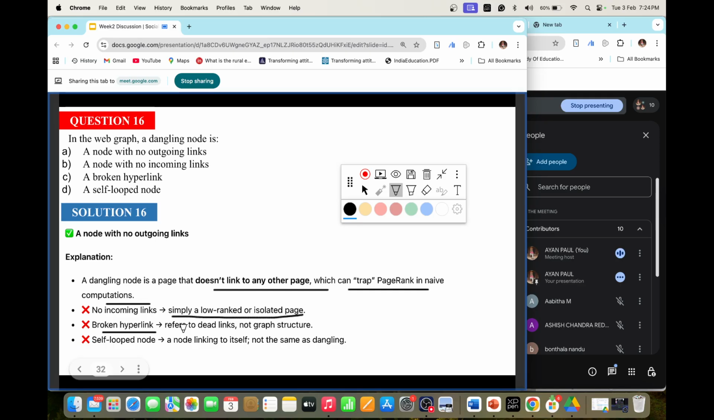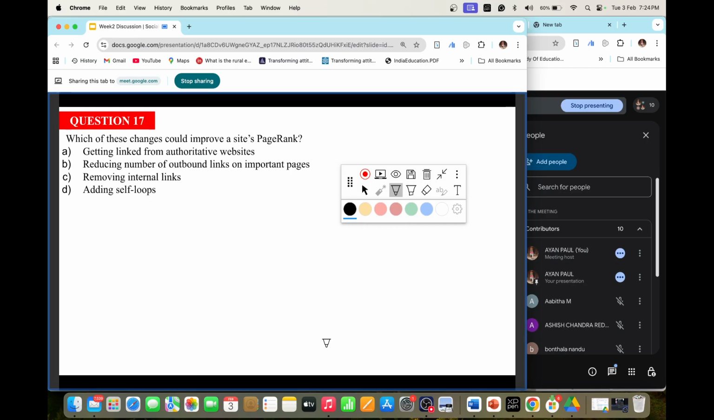A broken hyperlink refers to dead links. A self-looped node is a node linking to itself, not the same as dangling. So option A is your correct answer. Now let's move to question number 17. Which of these changes could improve a site's PageRank? Getting linked from an authoritative website, reducing the number of outbound links on important pages, removing the internal links, adding self-loops. So any guesses for this?